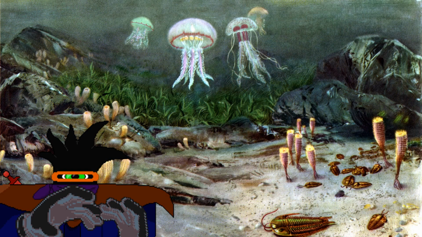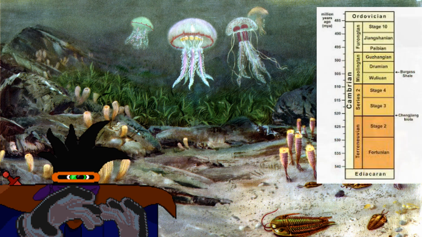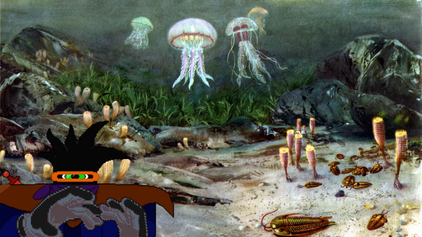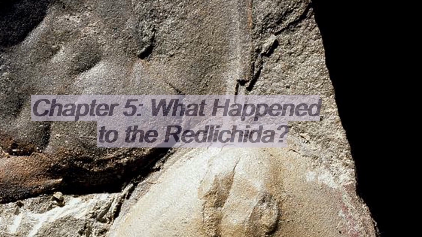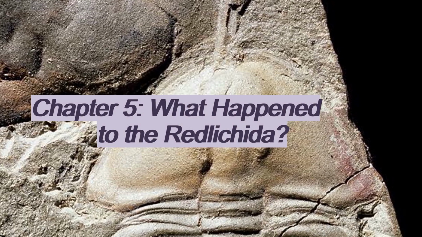In fact, they are so successful and very numerous that they're very important in understanding specific time periods, and their appearance marks the beginning of a certain time period in the Cambrian, and their disappearance marks the beginning of the Middle Cambrian. Now that we've discussed their ecology, let us conclude this video by covering what exactly happened to these oldest of trilobites and why they are important.